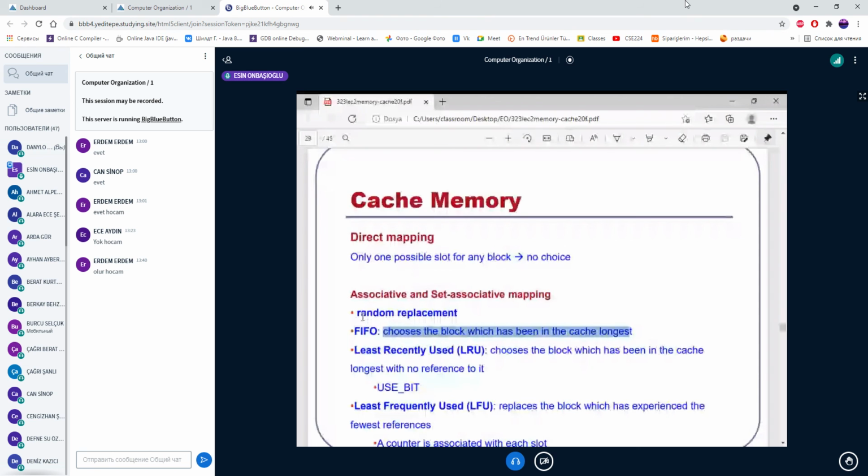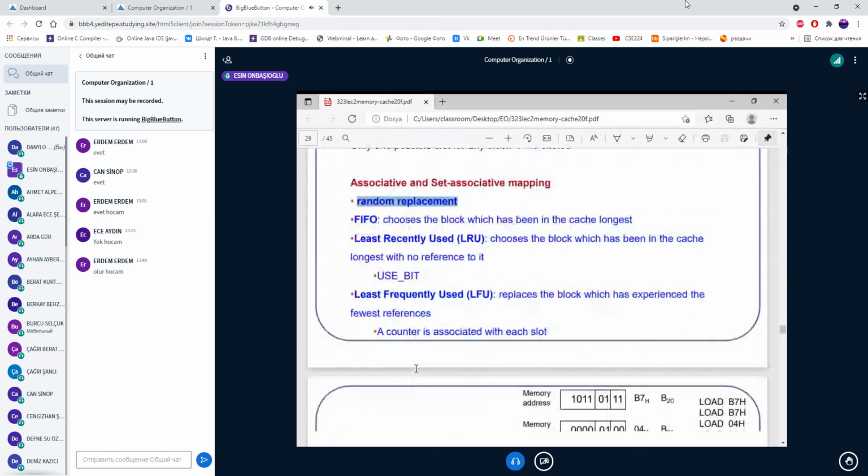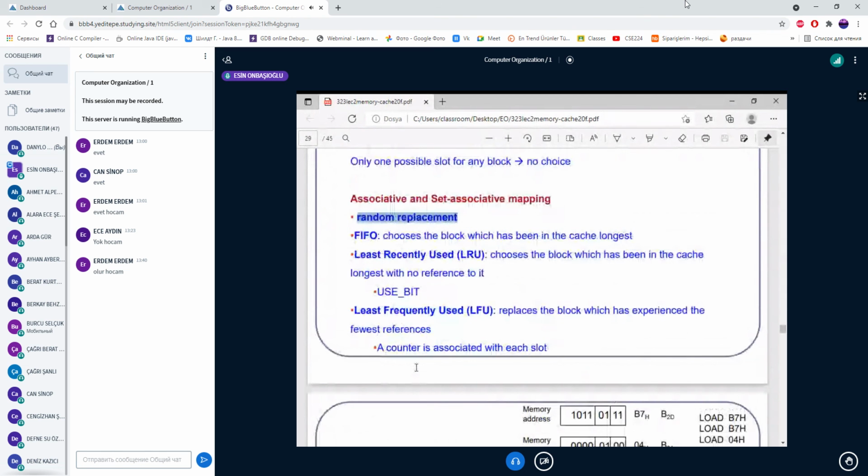Another replacement method is random replacement. Here, one of them is selected randomly. And it was found that the performance of random replacement is not worse than the others. Now there are two more replacement algorithms. Least recently used and least frequently used.